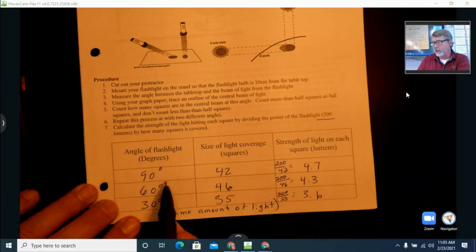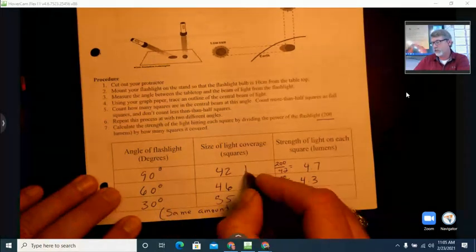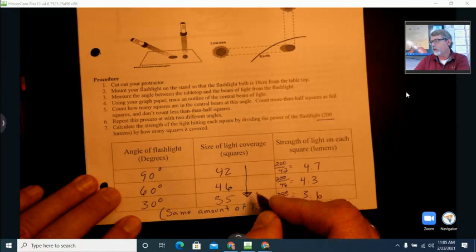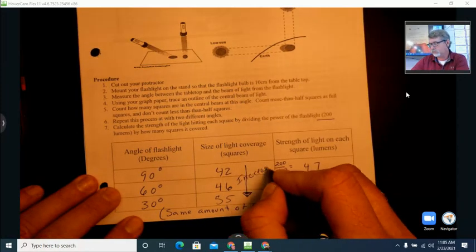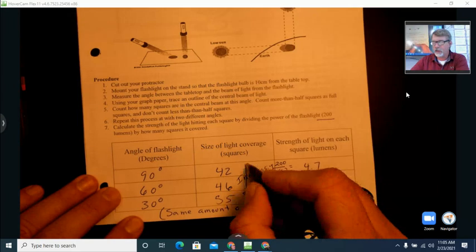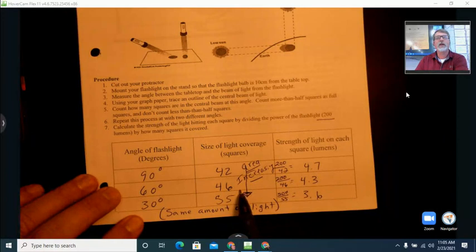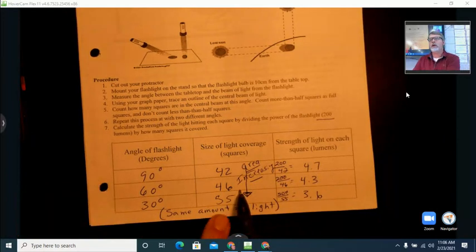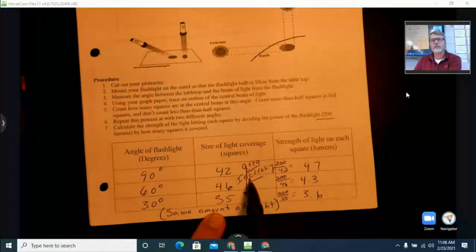But when the light is at an angle, what happens to the area? What's our data doing right here? The area is increasing. The area of the light increases. So now, do you have more light? Again, no. You have the same amount of light over a larger area.